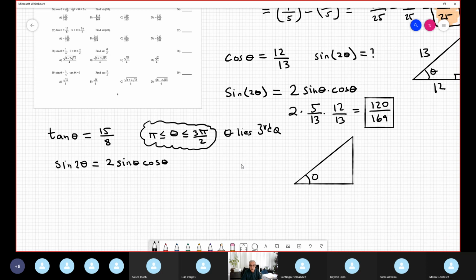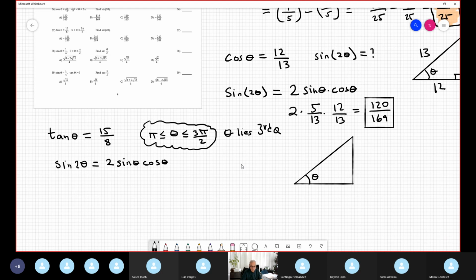Is it theta? Remember, I don't care about the actual position. My triangle is always supposed to be in the first quadrant. I saw a student doing it like that. No, this is crazy. Not good.